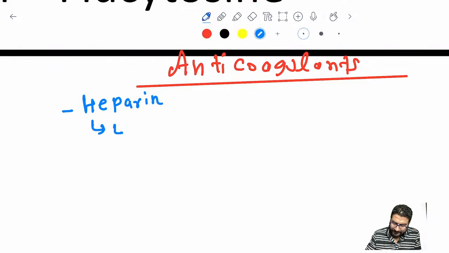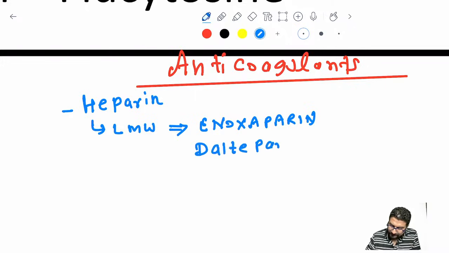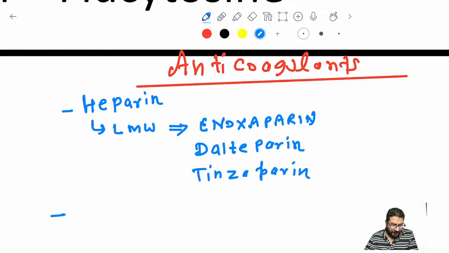One is unfractionated. So what are low molecular weight heparins? Come on. We have enoxaparin, dalteparin, all of them will have 'parin' at the end. Enoxaparin, dalteparin, tinzaparin. Then what do we have? We have warfarin.